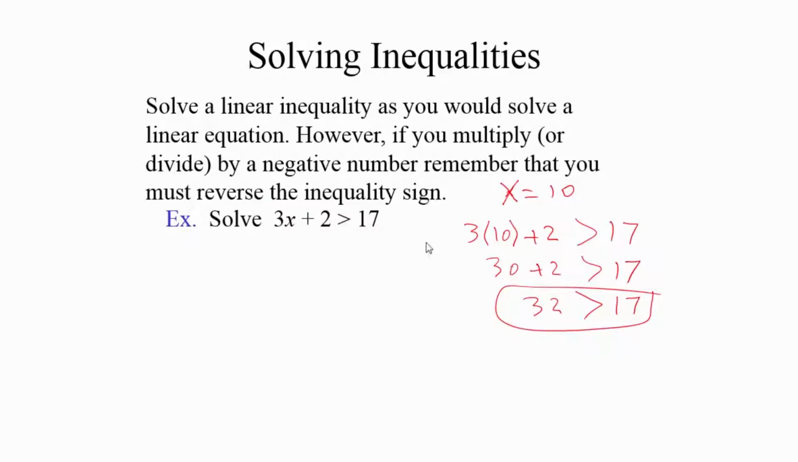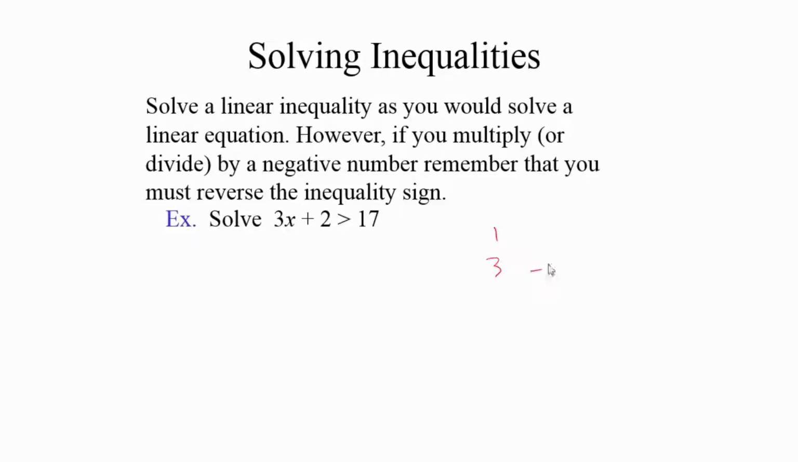So, let's see what they have done. Okay, take 2 to the other side, 3x greater than 15. Divide both sides by 3, you get x greater than 5. So between 5 and infinity, exclusive of both. Between 5 and infinity and exclusive.